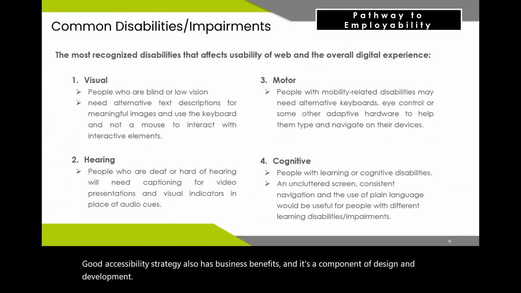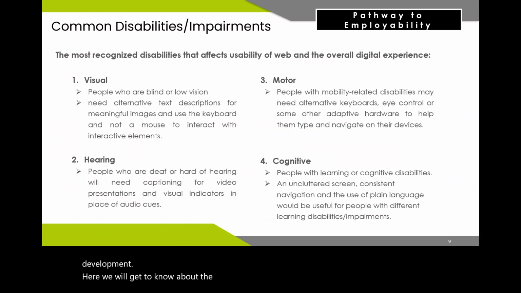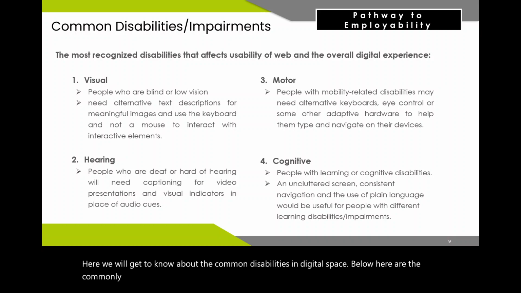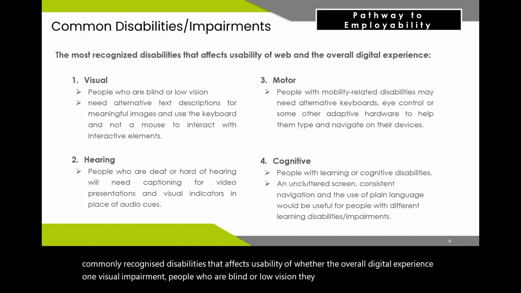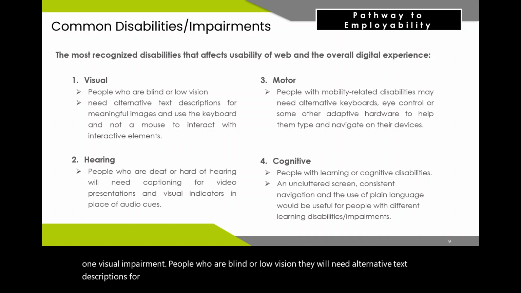Here we will get to know about the common disabilities in the digital space. Below are the commonly recognized disabilities that affect the usability of the web and the overall digital experience. 1. Visual impairment. People who are blind or low vision. They will need alternative text descriptions for meaningful images and use the keyboard and not a mouse to interact with interactive elements, such as blindness, low vision, and color blindness.